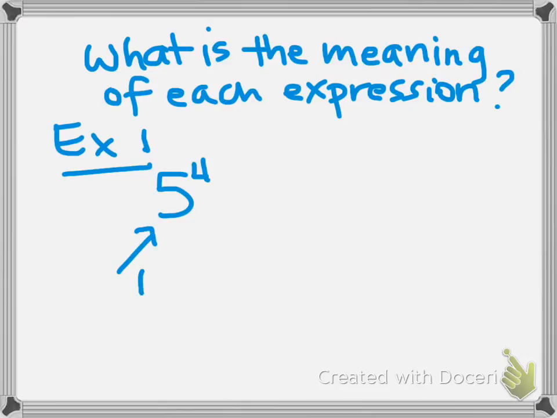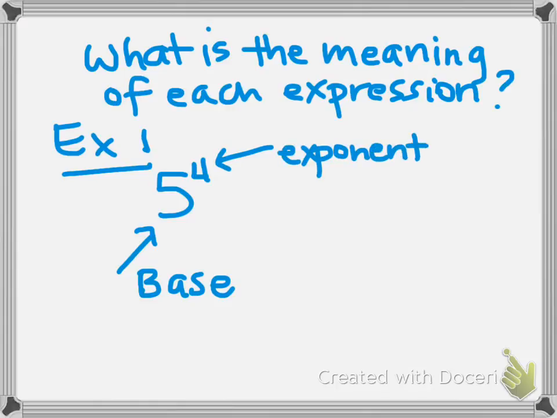5 is the base, and 4 is the exponent. And it means you need to take 5 times itself 4 times. So that equals 5 times 5 times 5 times 5.